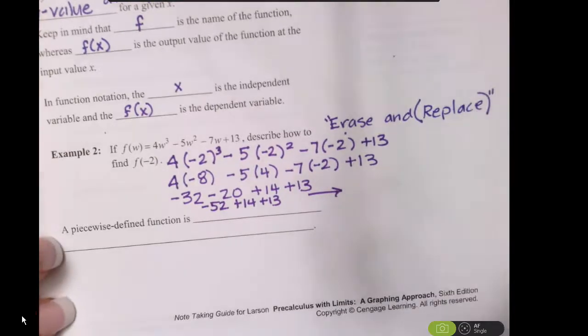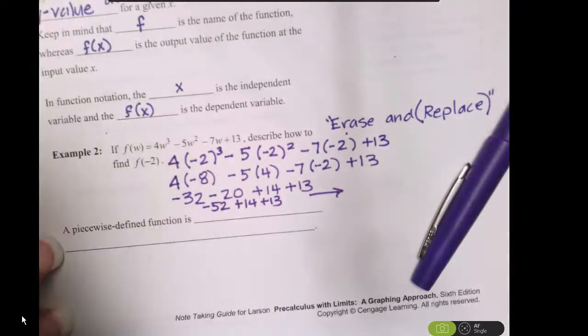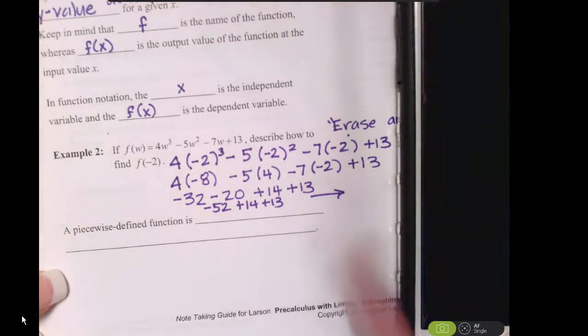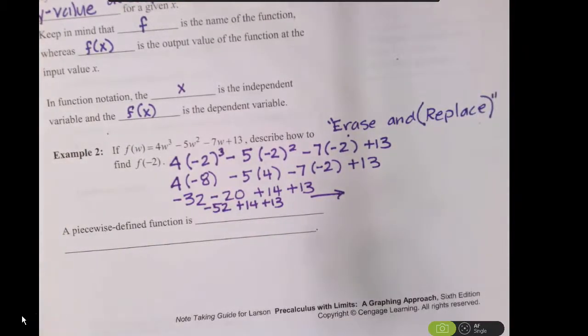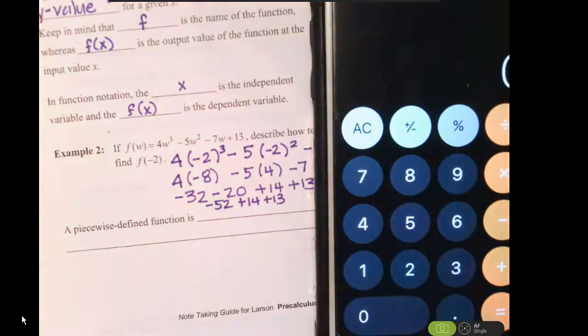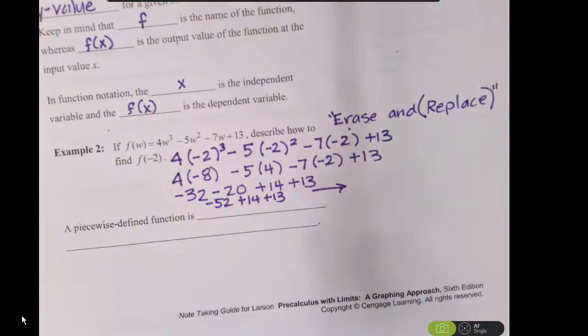Okay, it's way too early. So let me grab my calculator at this point. Alright, -52 plus 14 plus 13, -25.